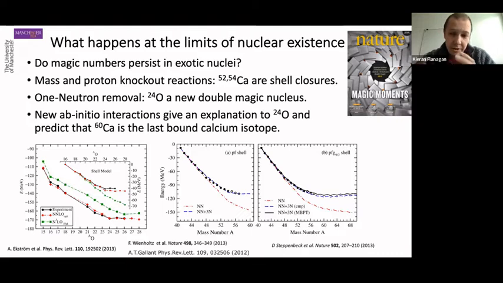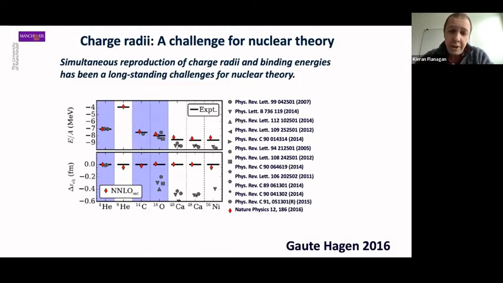So that's just setting the stage. Where does charge radii step into this, and why have I introduced it with a lot of mass measurements and knockout reaction information? Well, we also know that it is a challenge for nuclear theory to reproduce simultaneously charge radii measurements and masses and the energy of the system.